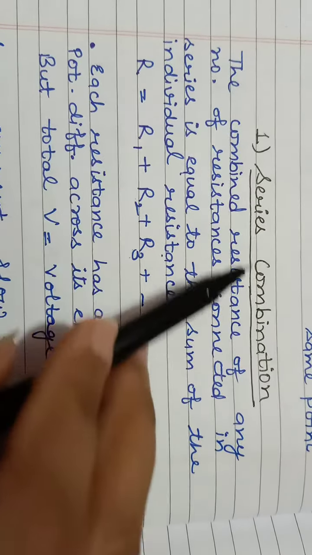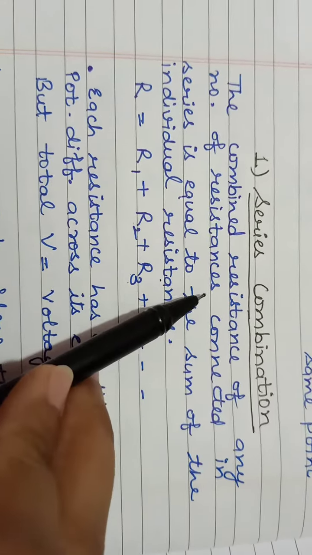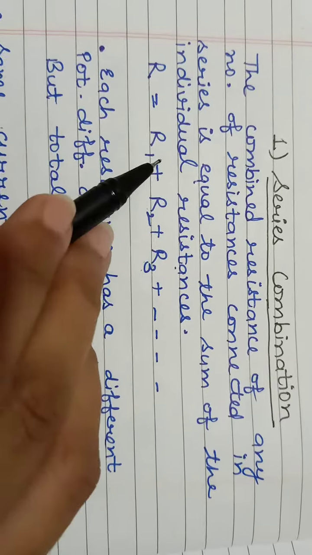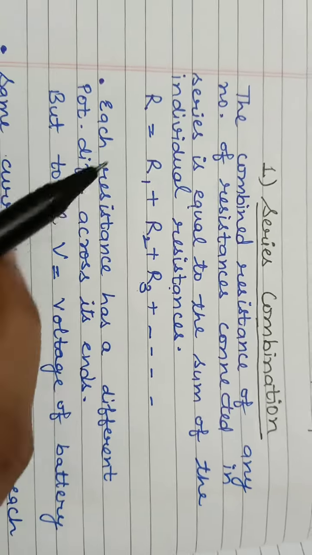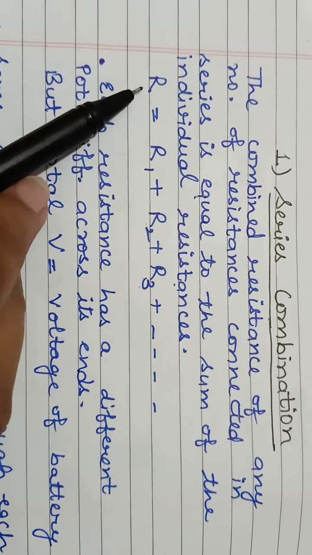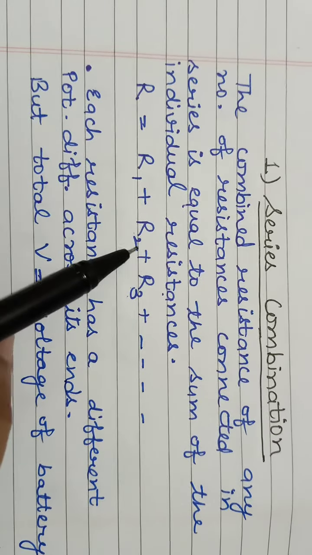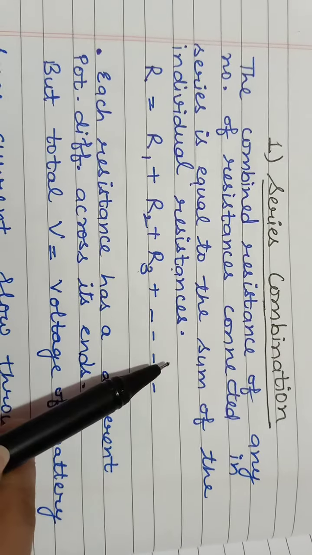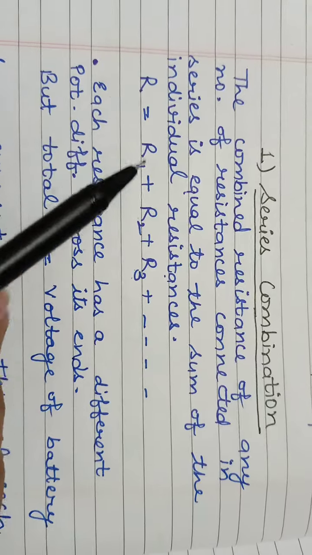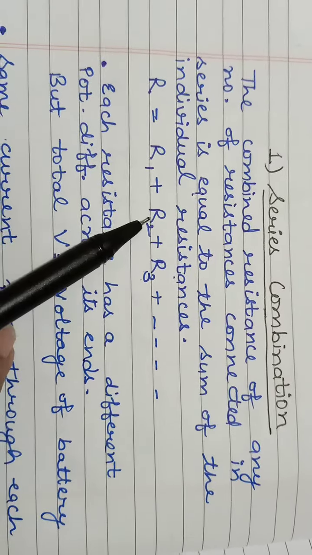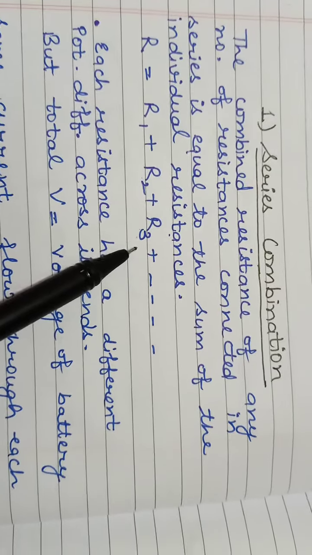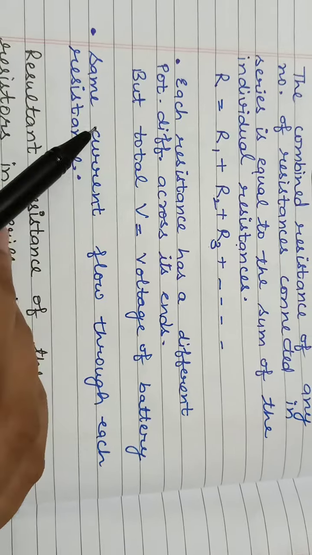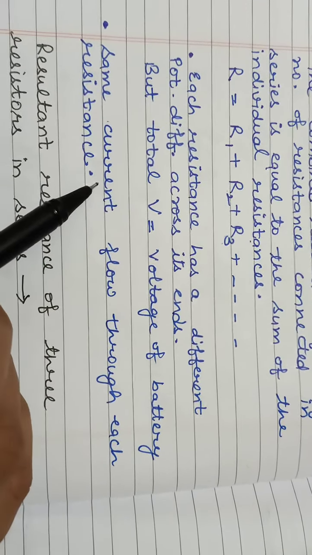In this series combination, the combined resistance of any number of resistances connected in series is equal to the sum of the individual resistances. The resultant resistance R is equal to R1 plus R2 plus R3 and so on. That means however many resistances are connected, the resultant is the sum total of all the resistances which are connected in the series combination. For the series combination, there are 2 points to keep in our mind.